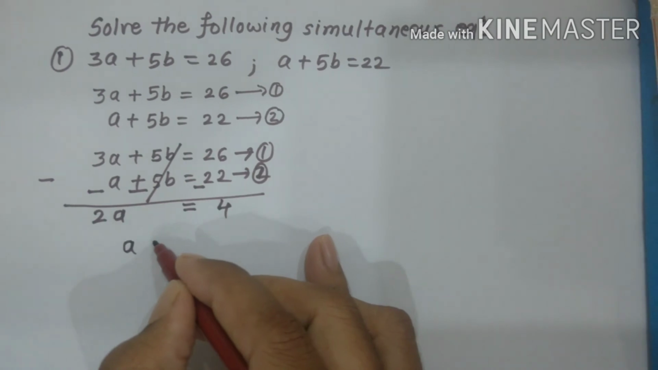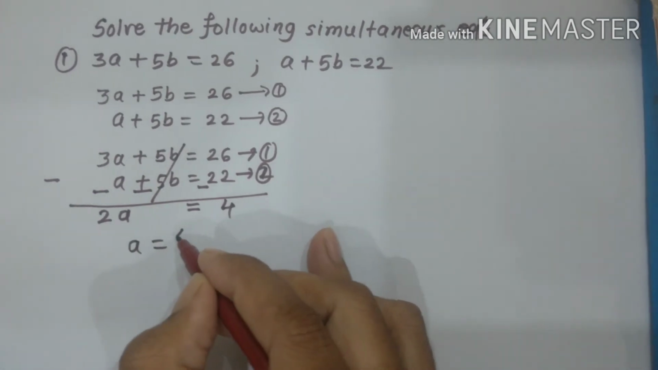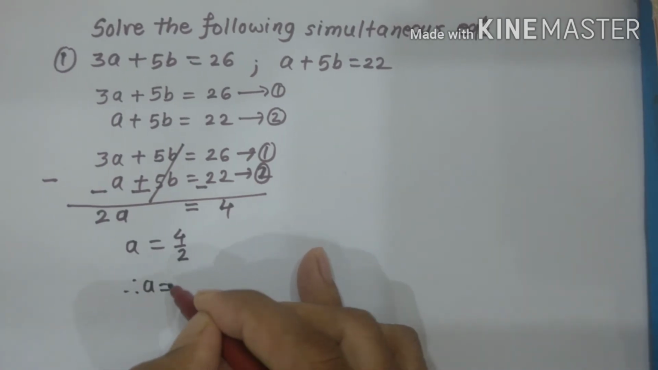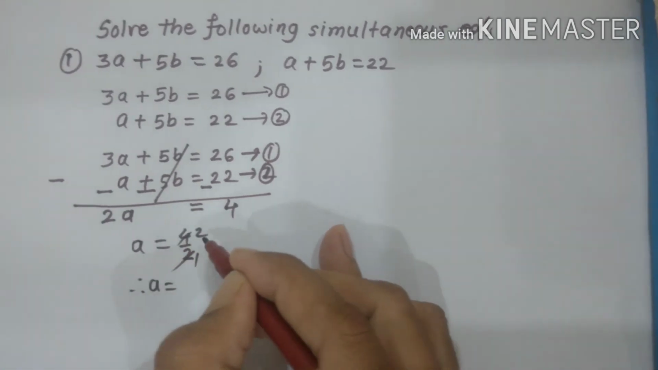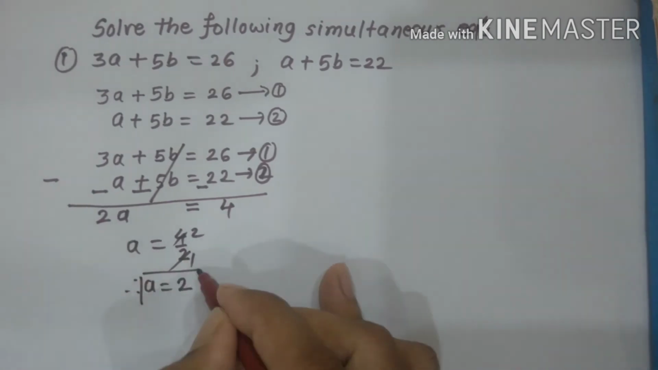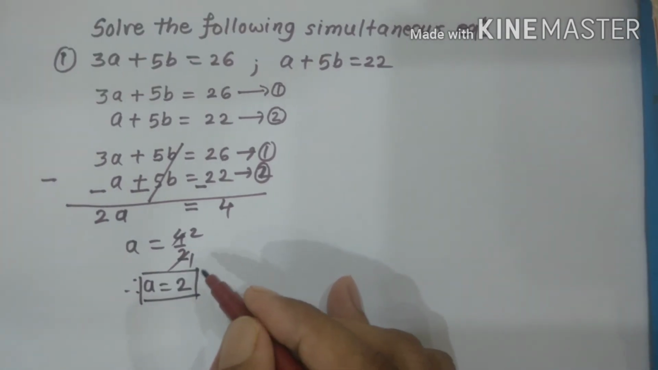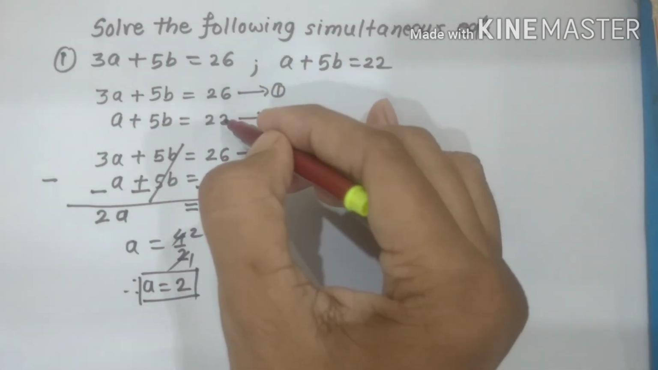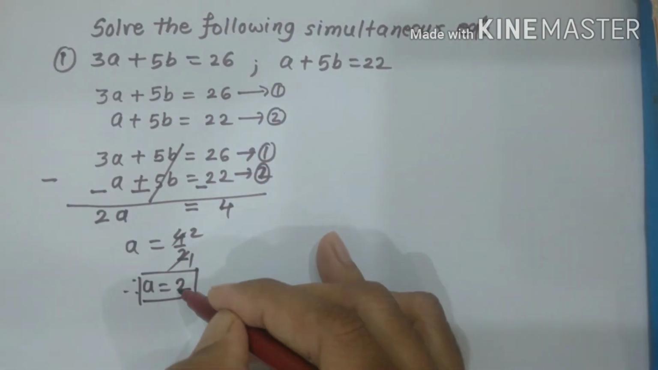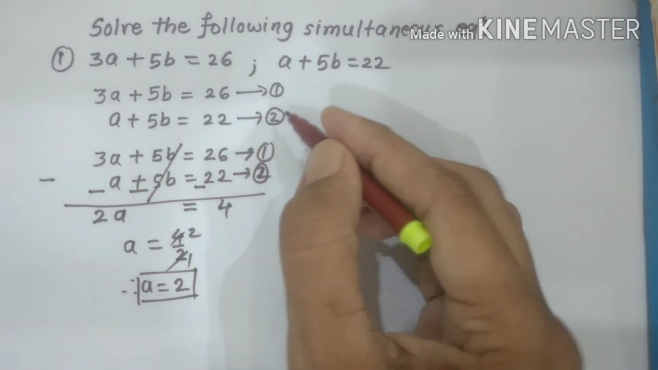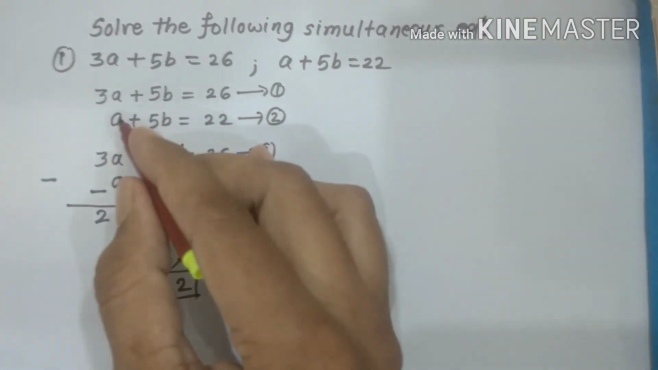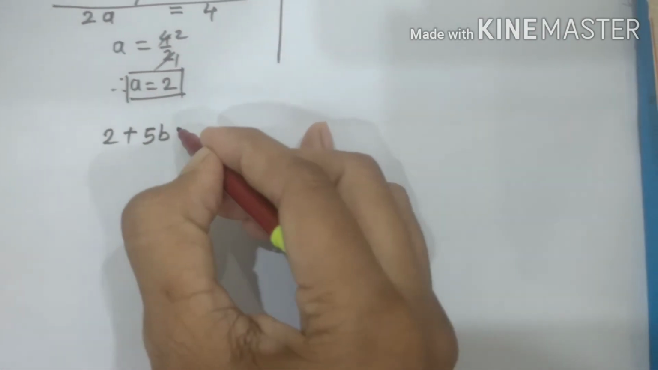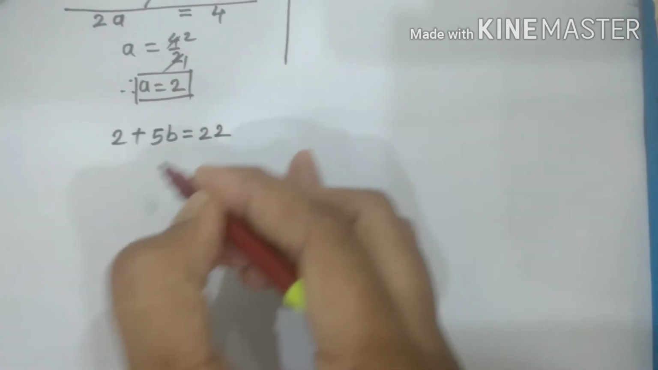Here a equal to 4 upon 2. Therefore a equal to 2 ones are 2, 2 twos are 4. Value of a becomes 2. Now put this value of a in equation 1 or equation 2. I put the value of a in equation 2. Therefore equation 2 becomes 2 plus 5b equal to 22.